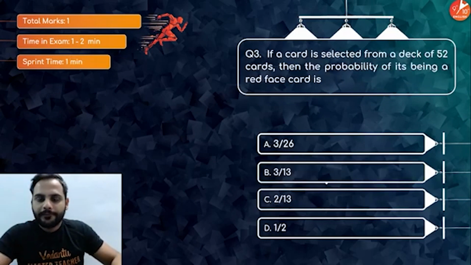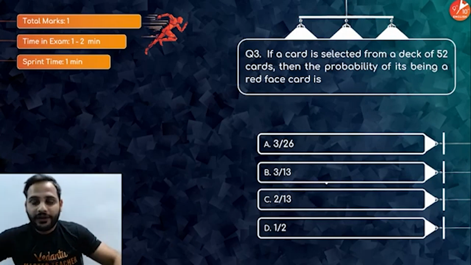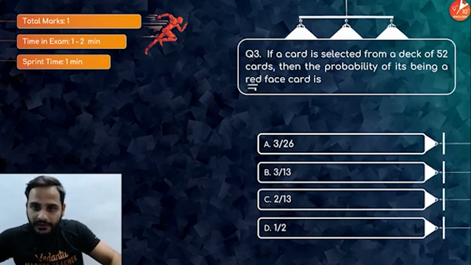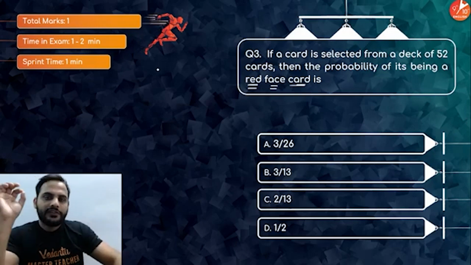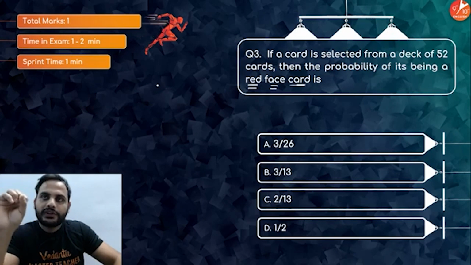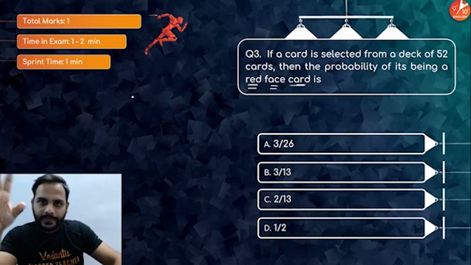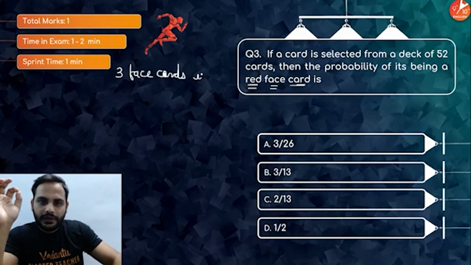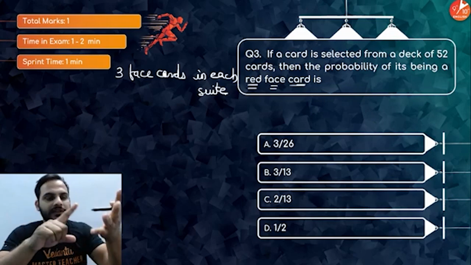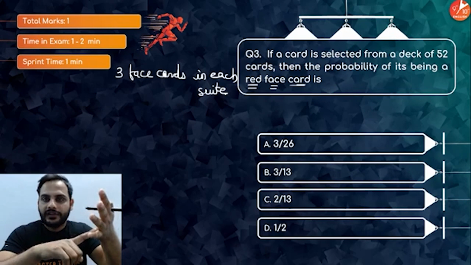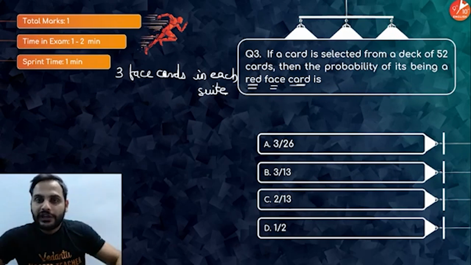All right. Okay, next one. If a card is selected from a deck of 52 cards, all of us know, then the probability of its being a red face card. So we want a red card as well as a face card. So guys, in every suit, there are how many face cards? 3 face cards, right? 3 face cards in spades, 3 face cards in clubs, 3 face cards in hearts, 3 face cards in diamonds. So total how many? 12 face cards we have.